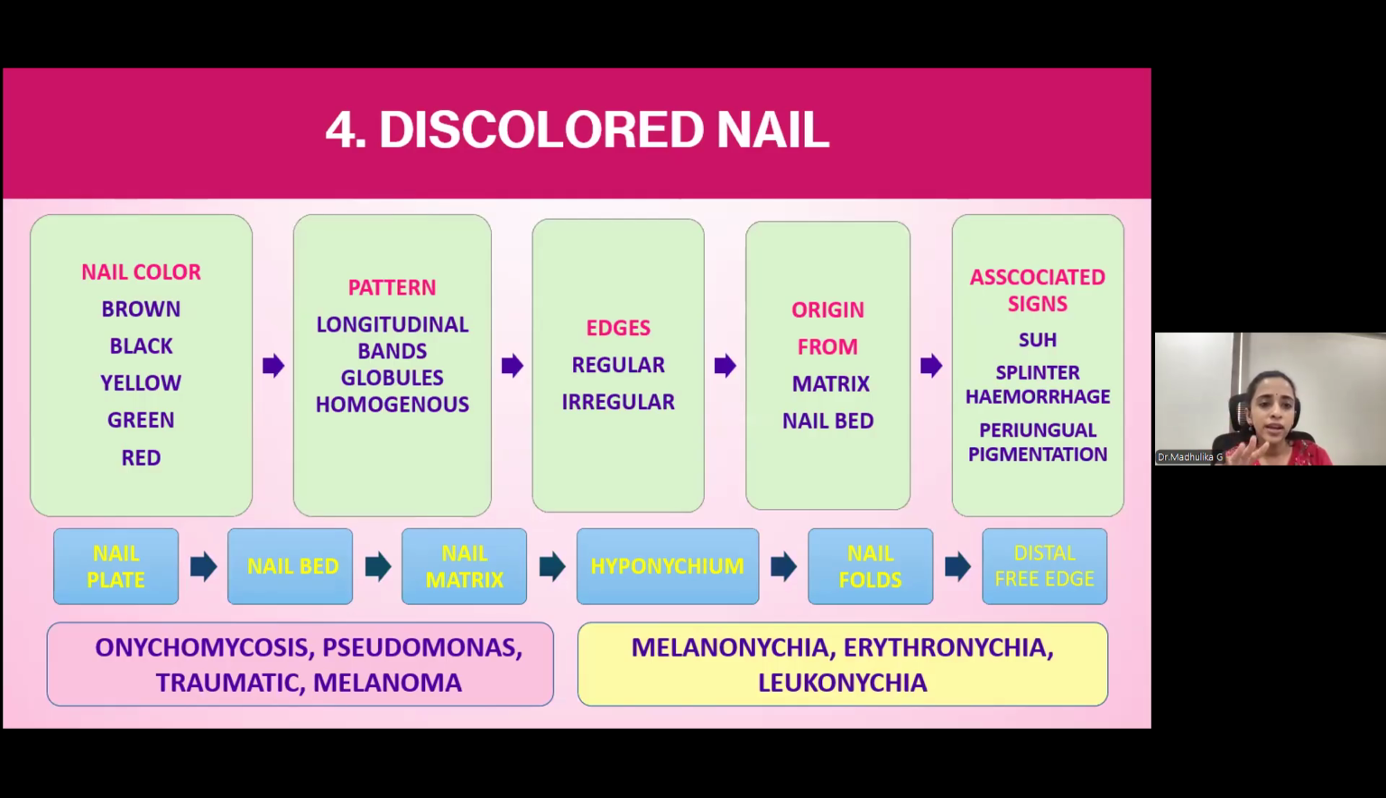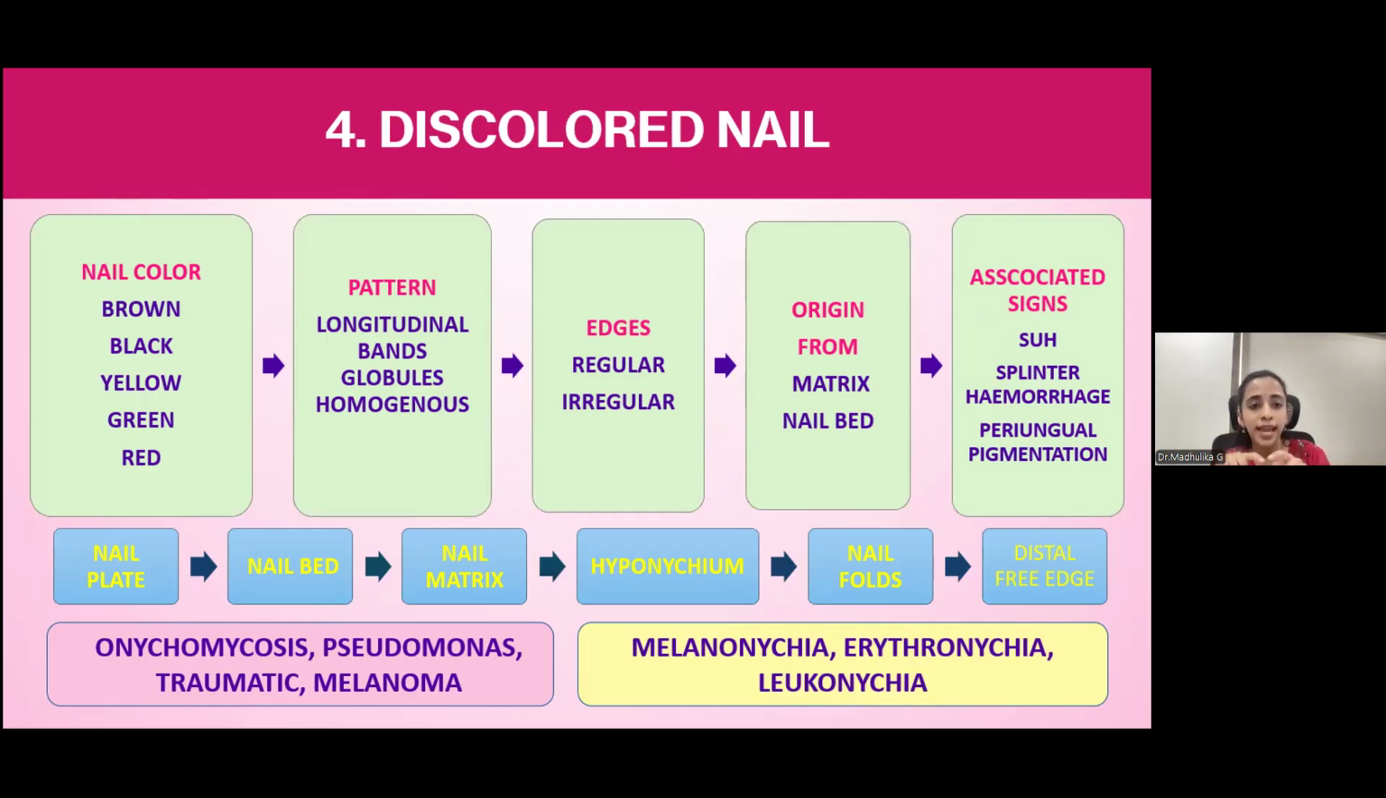So first you look at the color. Is the nail brown, black, yellow, green, red? What is it? What color is it? What are the patterns within the nail plate? If the nail is discolored, what is the pattern of the discoloration? Is it longitudinal? Is it in bands? Is it generalized? Is it in globules? You have to see that.